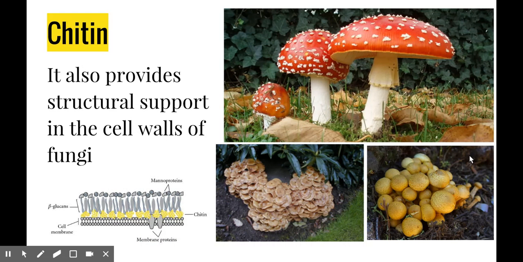We also find chitin in our fungi. Whereas plants have cellulose in their cell walls to make that rigid structure, fungi actually have chitin in their cell wall. I've given you a few pictures of some fungi, or mushrooms. And if you look directly underneath your text, you have a picture of the general structure of a cell membrane and a cell wall for a fungus. Everything that's in yellow, in between your protein outer shell and your cell membrane on the inside, that's the chitin cell wall right there.